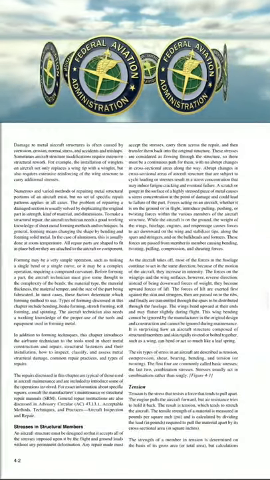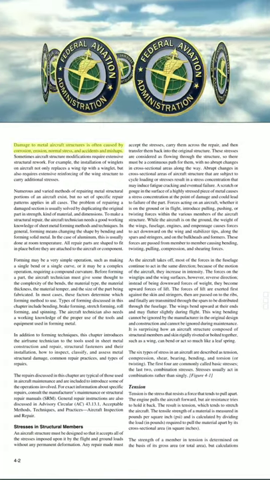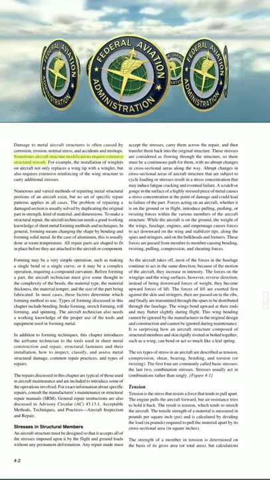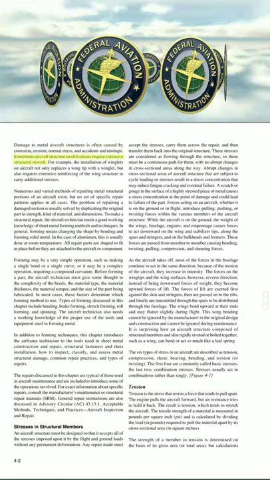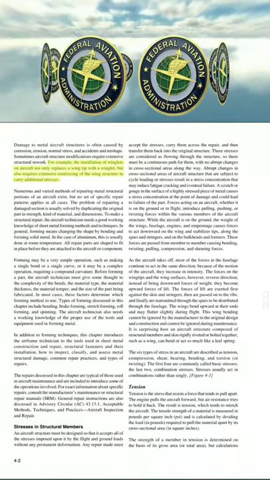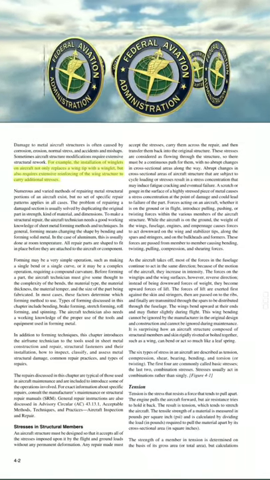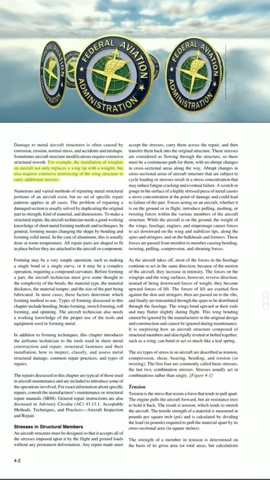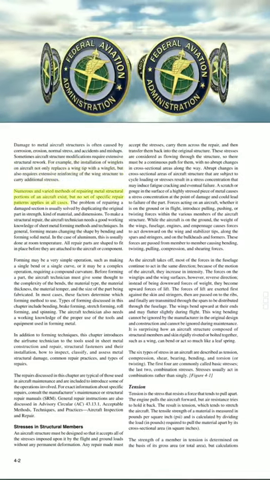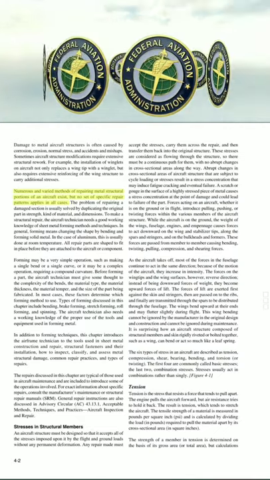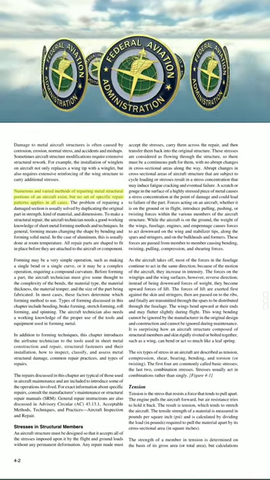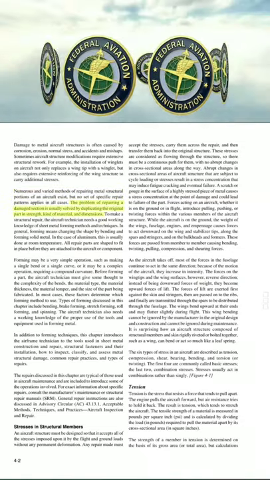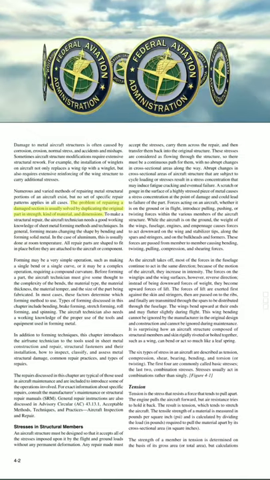4-1. Damage to metal aircraft structures is often caused by corrosion, erosion, normal stress, and accidents and mishaps. Sometimes aircraft structure modifications require extensive structural rework. For example, the installation of winglets on aircraft not only replaces a wingtip with a winglet, but also requires extensive reinforcing of the wing structure to carry additional stresses. Numerous and varied methods of repairing metal structural portions of an aircraft exist, but no set of specific repair patterns applies in all cases. The problem of repairing a damaged section is usually solved by duplicating the original part in strength, kind of material, and dimensions.